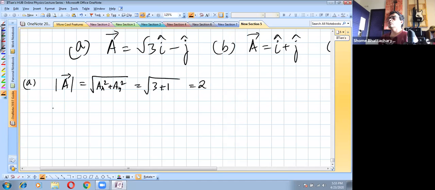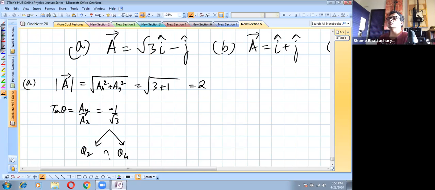Okay. I can also see that tan theta is equal to AY by AX. So that is coming out to be -1 by √3. So tan theta is coming out to be -1 by √3. Now see, tan is negative. That means there are two possibilities. This is telling me that it could be in the second quadrant or it could be in the fourth quadrant.